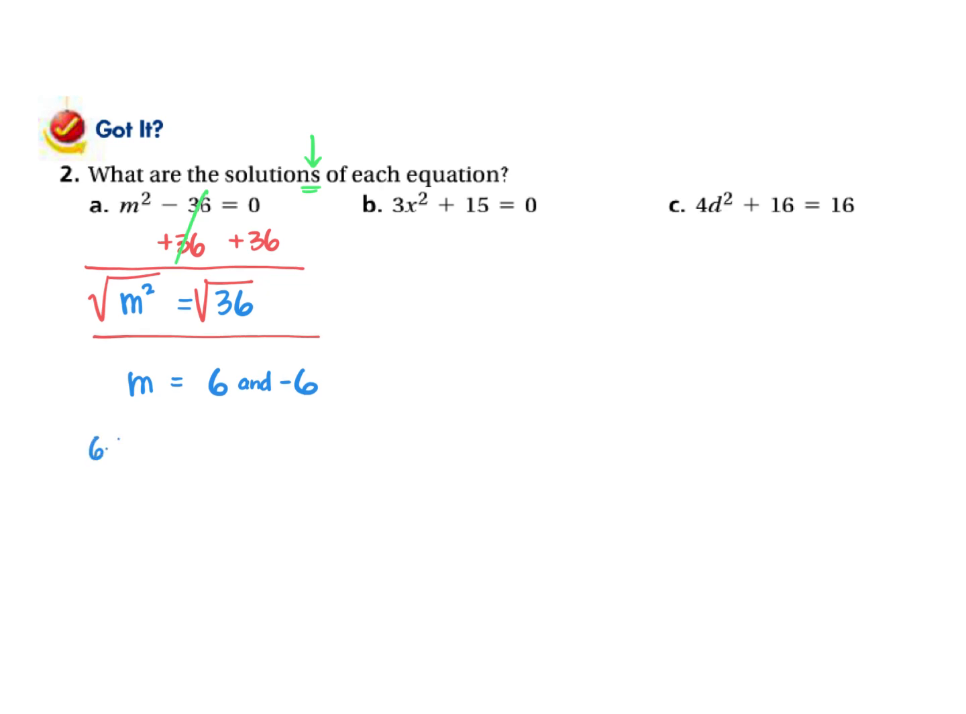You can always check your answer. 6 times 6 is 36, and -6 times -6 is also positive 36. They both check out, and so we've got two solutions. All right, let's move on to part B.